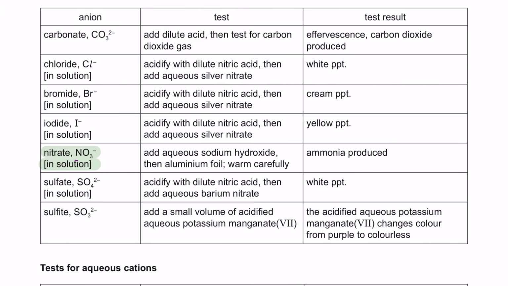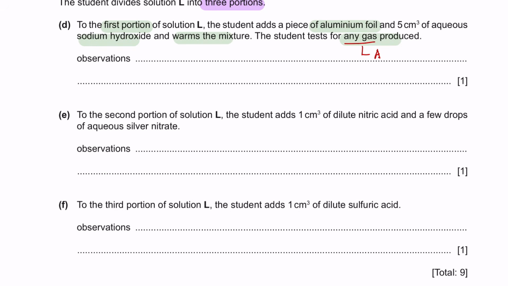Once the solid dissolves in water, there will be nitrate ion. And for the test of nitrate ion, as mentioned in the question, we will be adding aluminium foil, sodium hydroxide and warming it carefully. And the gas produced would be ammonia. So any gas produced is yes, which is ammonia.